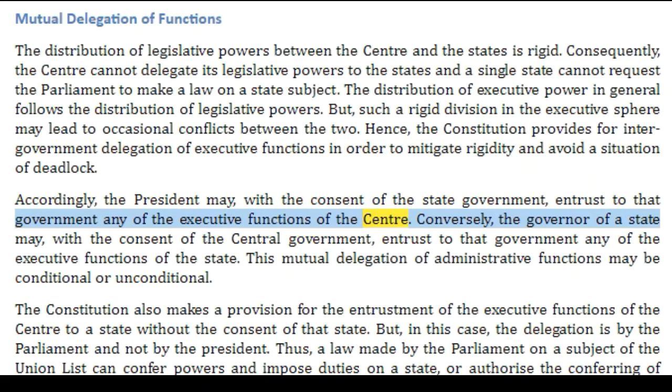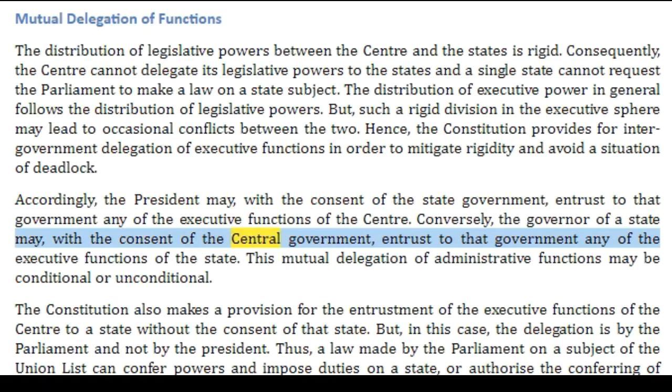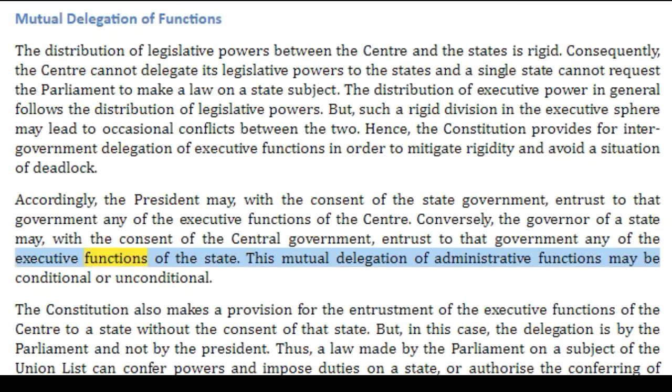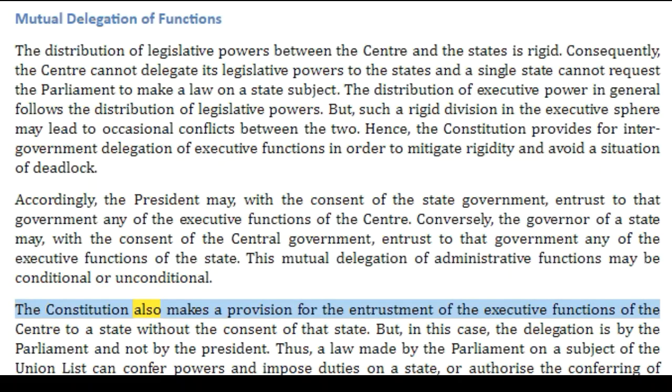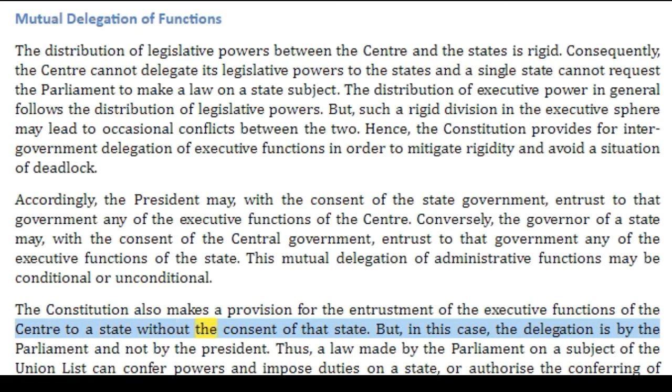Accordingly, the President may, with the consent of the state government, entrust to that government any of the executive functions of the center. Conversely, the governor of a state may, with the consent of the central government, entrust to that government any of the executive functions of the state. This mutual delegation of administrative functions may be conditional or unconditional. The Constitution also makes a provision for the entrustment of the executive functions of the center to a state without the consent of that state.